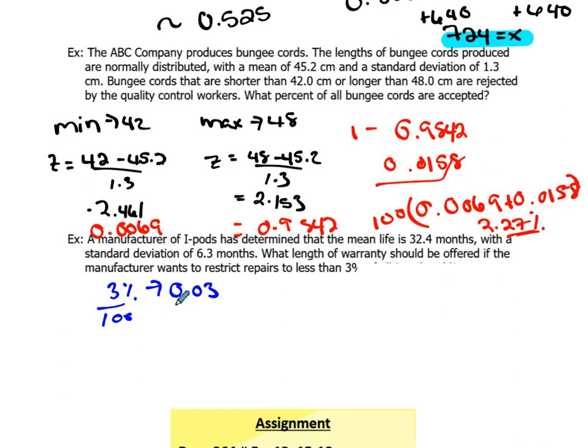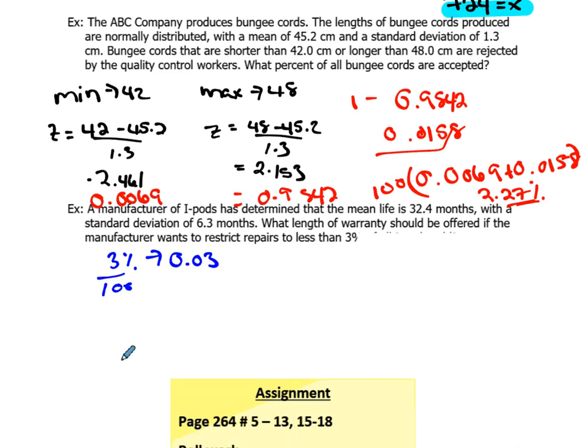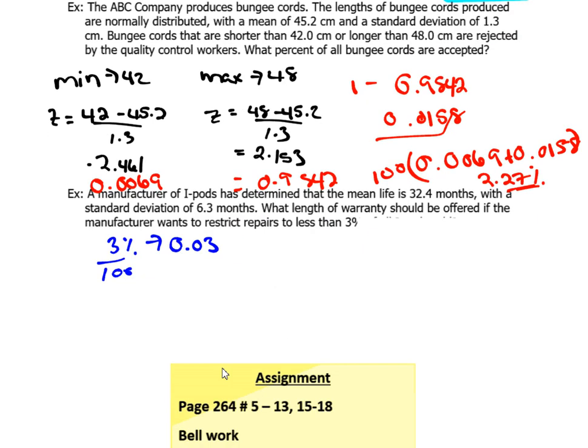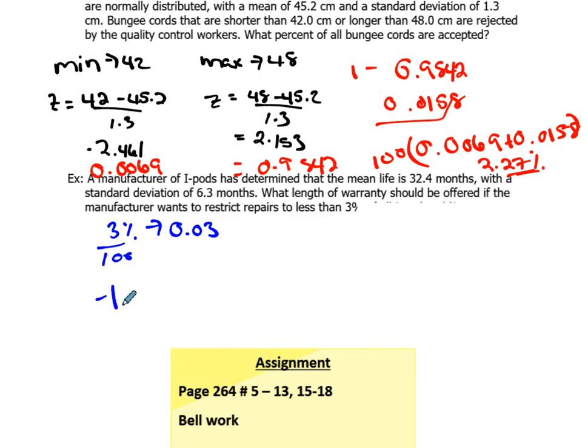And now that we have that, I am going to take my chart and look it up in my chart. So we're going to go over to our chart here. We're looking at 0.03. Here we go. 0.03. This is the one above. This is the one below. So I'm going to have negative 1.89 and negative 1.88 as my two numbers.